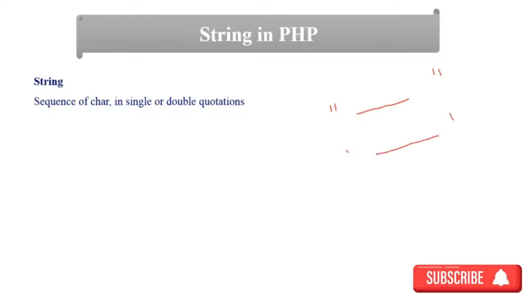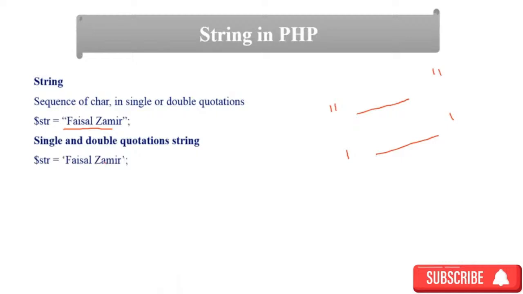Now in the next slide, string in PHP. A string is a sequence of characters in single or double quotation. For example, this is a double quotation. Anything you provide in double quotation is considered a string, and when you provide anything in a single quotation, this will also be considered a string data type. So for example, we have a variable in which data is stored in double quotation. We say that this is a string type of data. With single and double quotation strings, you can see that the result will display the same. Whether you use a single quotation or a double quotation, the result will be the same.